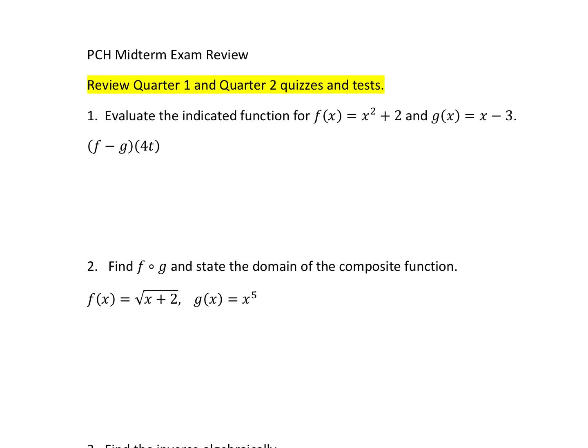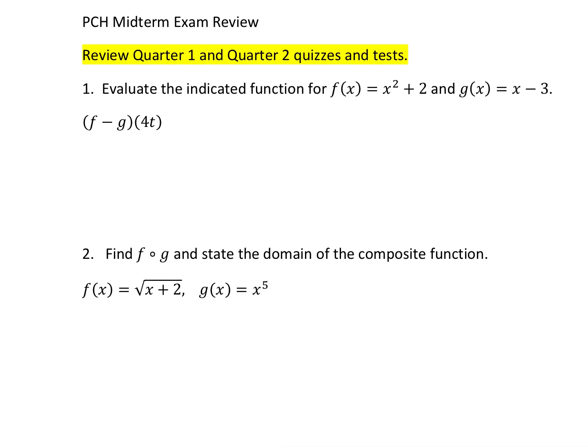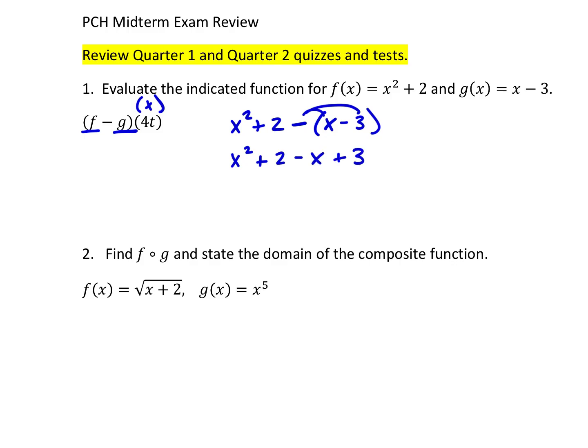So evaluate the indicated function for our composition function here. We're subtracting f minus g. If this said f minus g of x, we just subtract the two functions together. So we take f first, so x squared plus 2 minus g. Now when we subtract g, we have to be careful because we have to put it in parentheses. So when you're subtracting, make sure you put what you're subtracting in parentheses. Distribute the minus, so x squared plus 2 minus x plus 3. Combine our like terms, so x squared minus x plus 5. This would be f minus g of x.